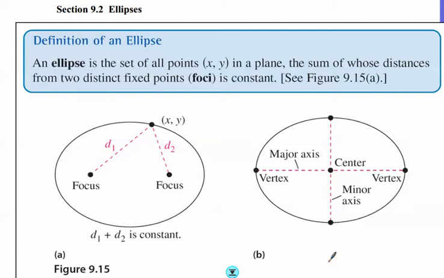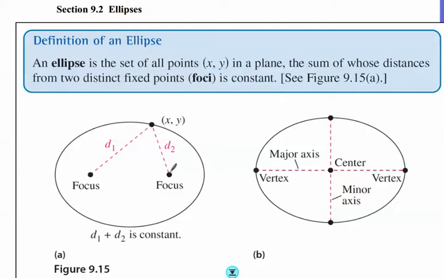This is Pre-Calculus section 9.2 on ellipses. Some of this is review from Algebra 2, but the definition of an ellipse is a set of all points x, y in a plane, the sum of whose distances from two distinct fixed points, the foci, is a constant.